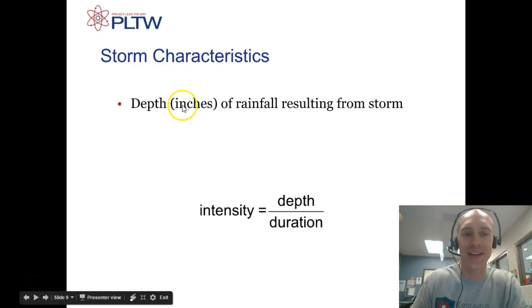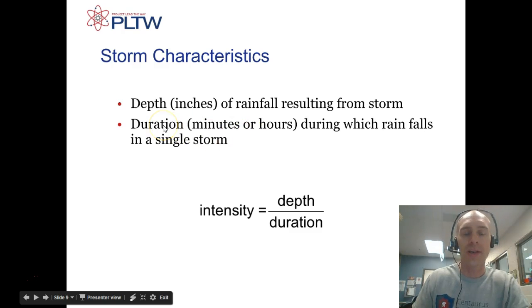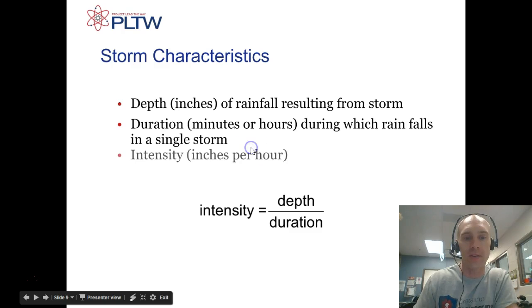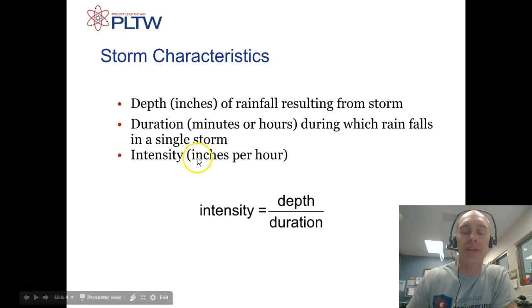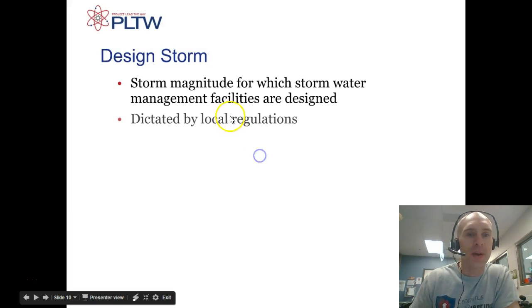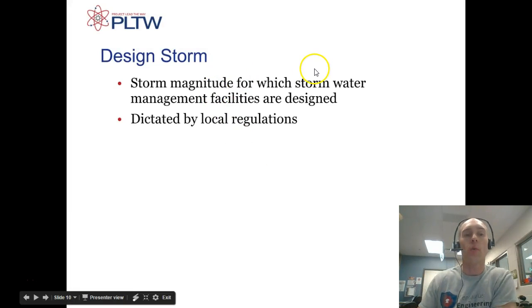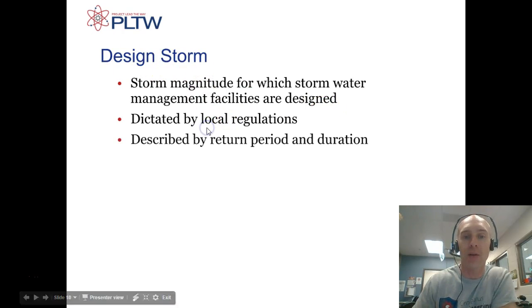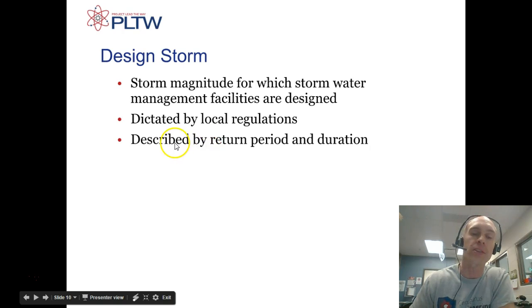Okay, there's also intensity. This is depth in inches of rainfall resulting from the storm. That's in duration, usually minutes or hours, during which the rain falls in a single storm. So that value is given in inches per hour, and we'll look that up in a table. Storm magnitude for which the stormwater management facilities are designed is called the design storm. It's dictated by local regulations. It's described by the return period and the duration.